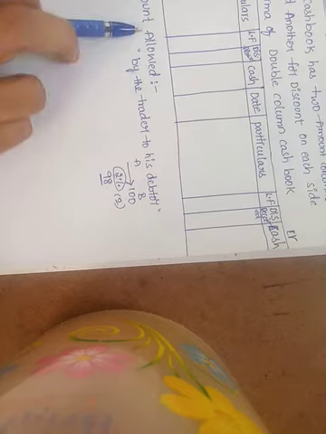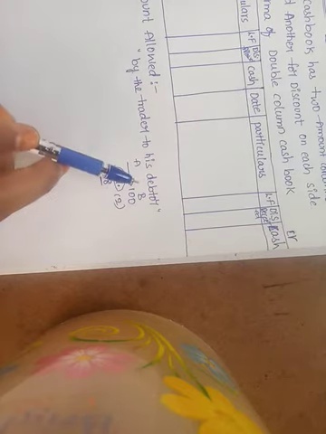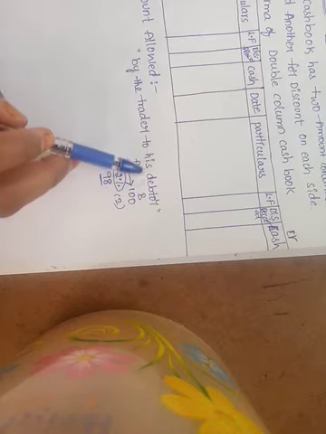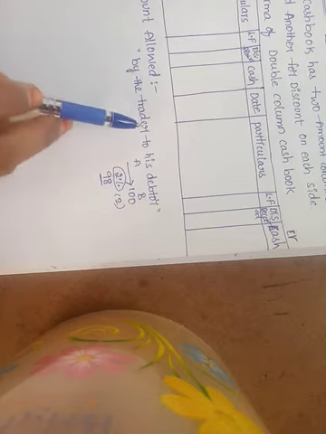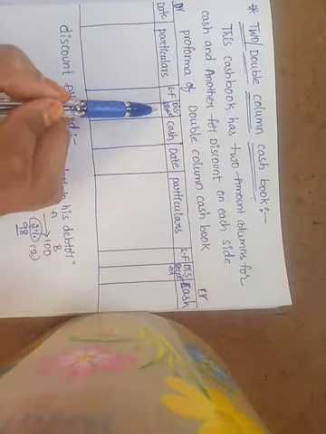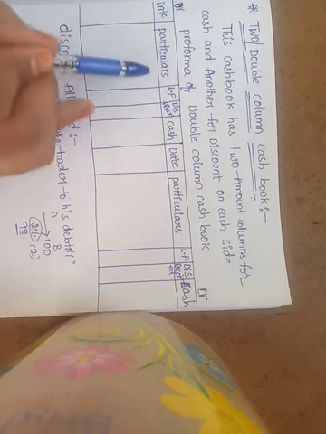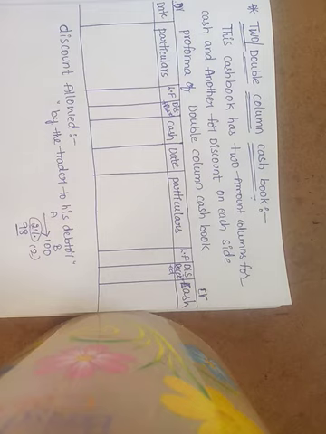So this discount allowed is given by the trader to his debtor. It is a loss to him. So this is recorded on the debit side of the cash book. This discount allowed is a loss and it is to be recorded on the debit side of the cash book.